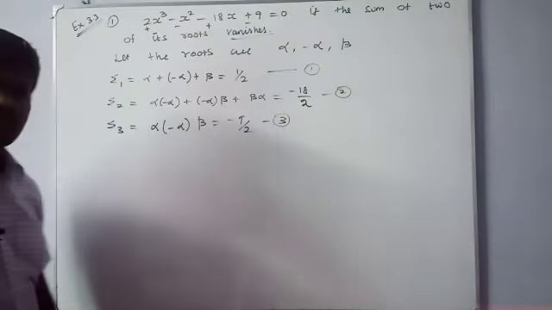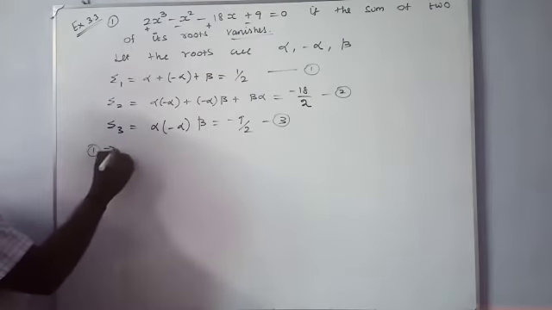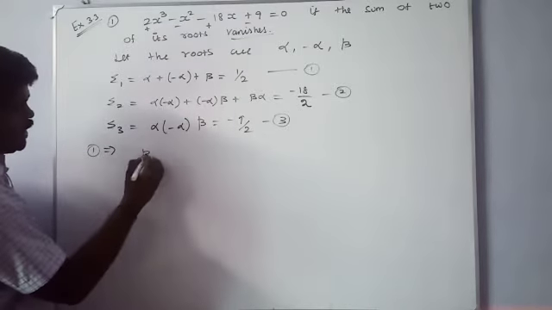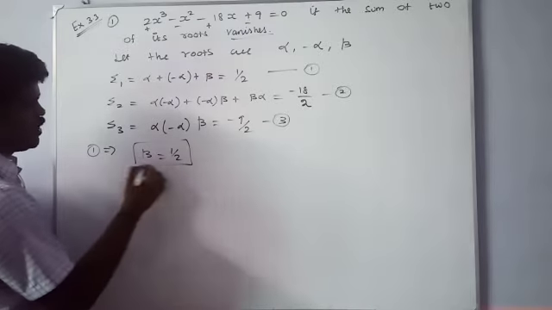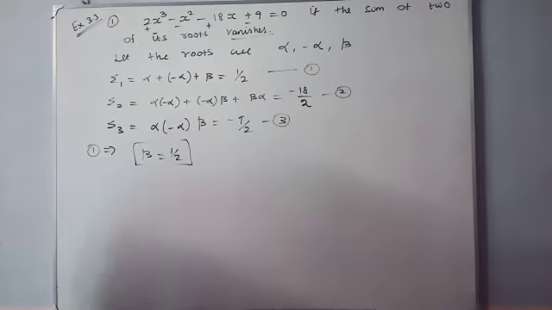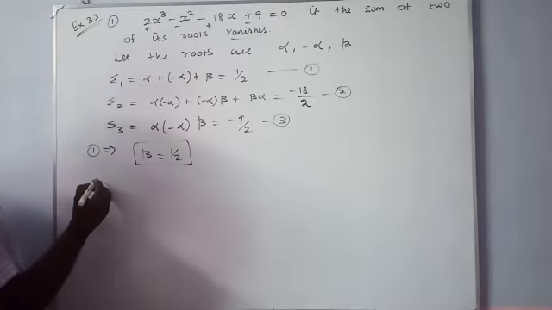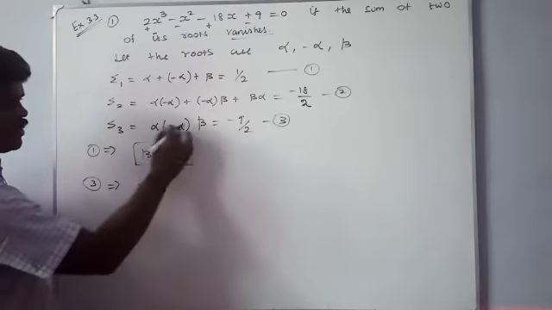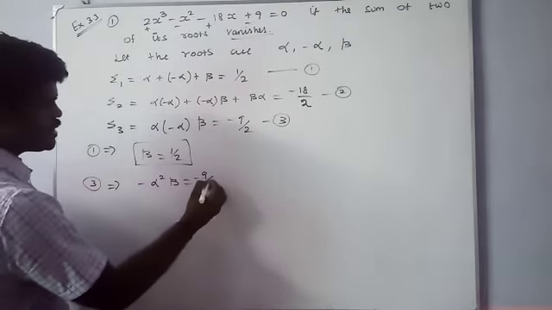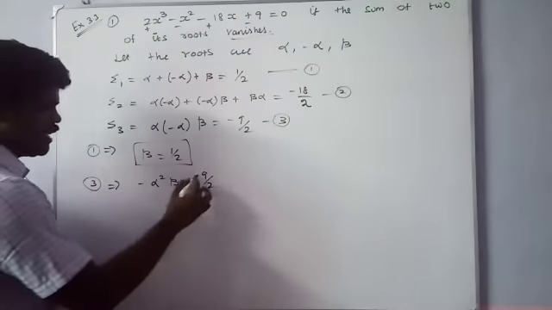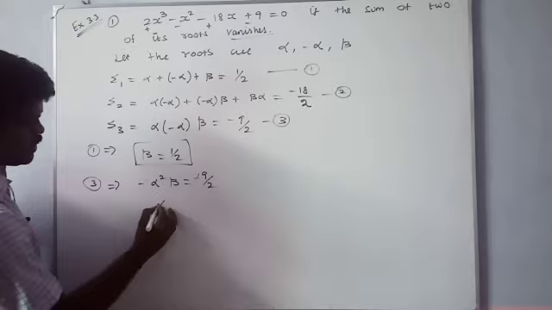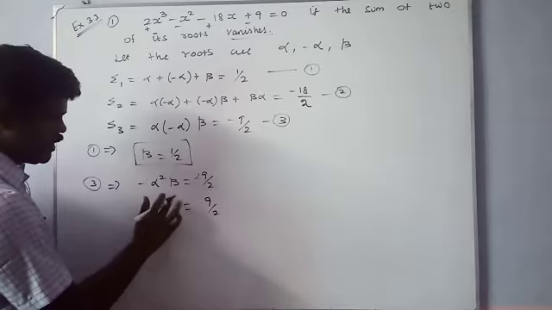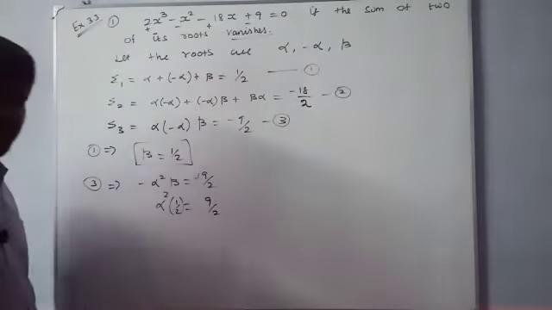Let us take now the first equation. It implies that alpha and minus alpha, adding these two terms must be 0. Therefore beta equal to 1 by 2. Beta value we find out. And the third equation implies minus alpha square beta equal to minus 9 by 2. Cancel this minus first. And alpha square is equal to 9 by 2 here, and beta is there. Beta value is what? 1 by 2.